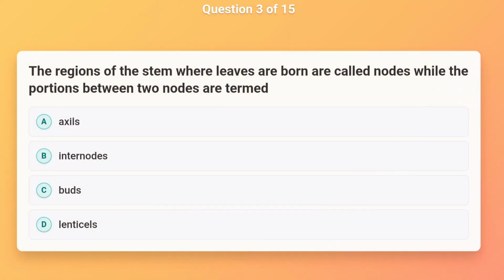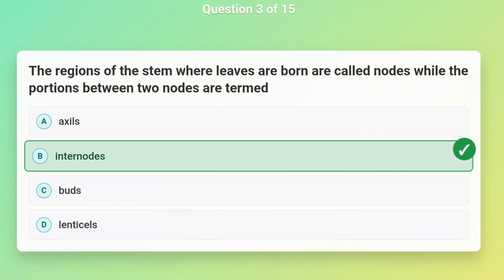The regions of the stem where leaves are borne are called nodes, while the portions between two nodes are termed internodes.